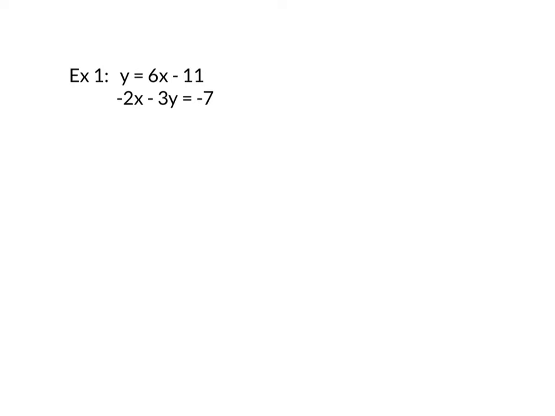So what we are going to do is substitute the y value in the second equation for what it was equal to in the first equation. So I'm going to put parentheses around what y is equal to, the 6x minus 11, and I'm going to place it inside the second equation in place of the y. So it'll look like this. If I rewrite the second equation, negative 2x minus 3, I'm going to replace the y with 6x minus 11, and then finish my equation.